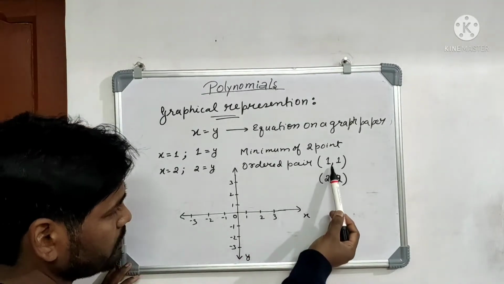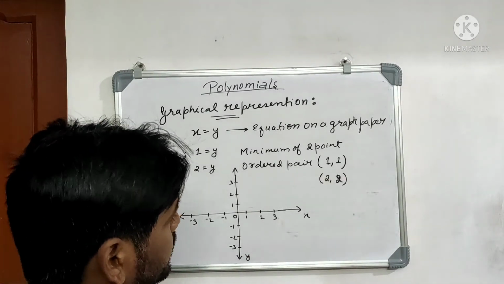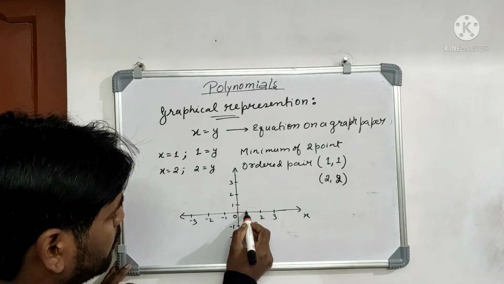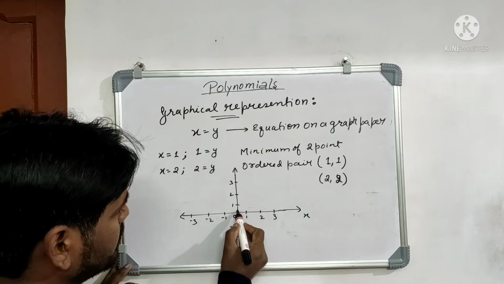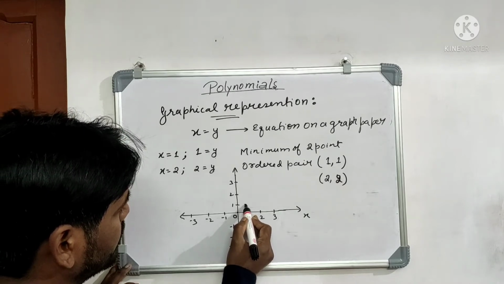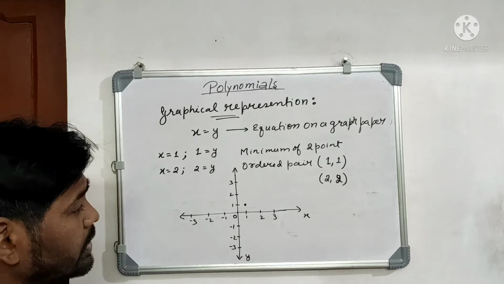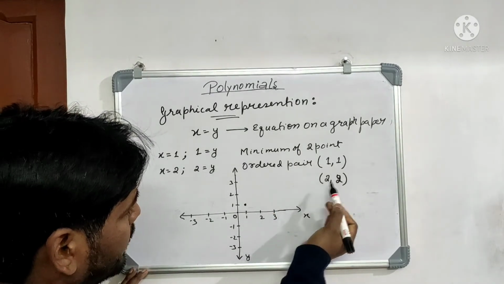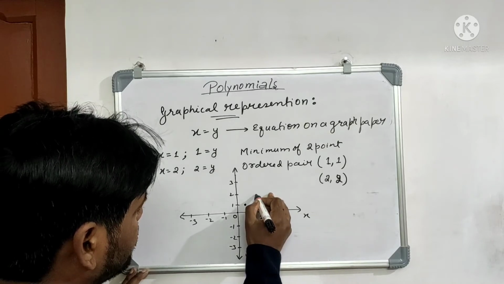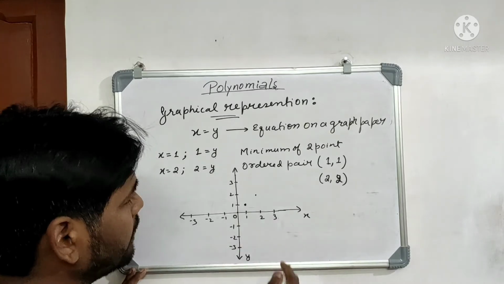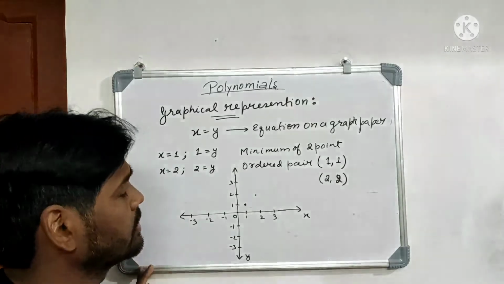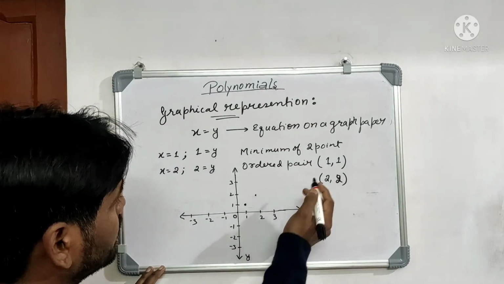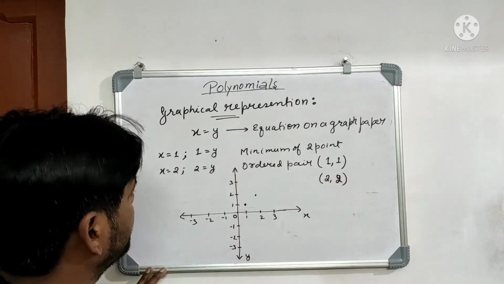Moving forward, let us plot the first point, that is 1 and 1. That means the x coordinate will be 1, and similarly the y coordinate will be 1. Let us see, this is the point which we want to represent. Likewise, for the values 2 and 2, here we are having 2, here we are having 2. And we can take as many points as we wish to plot a graph on a graph paper.